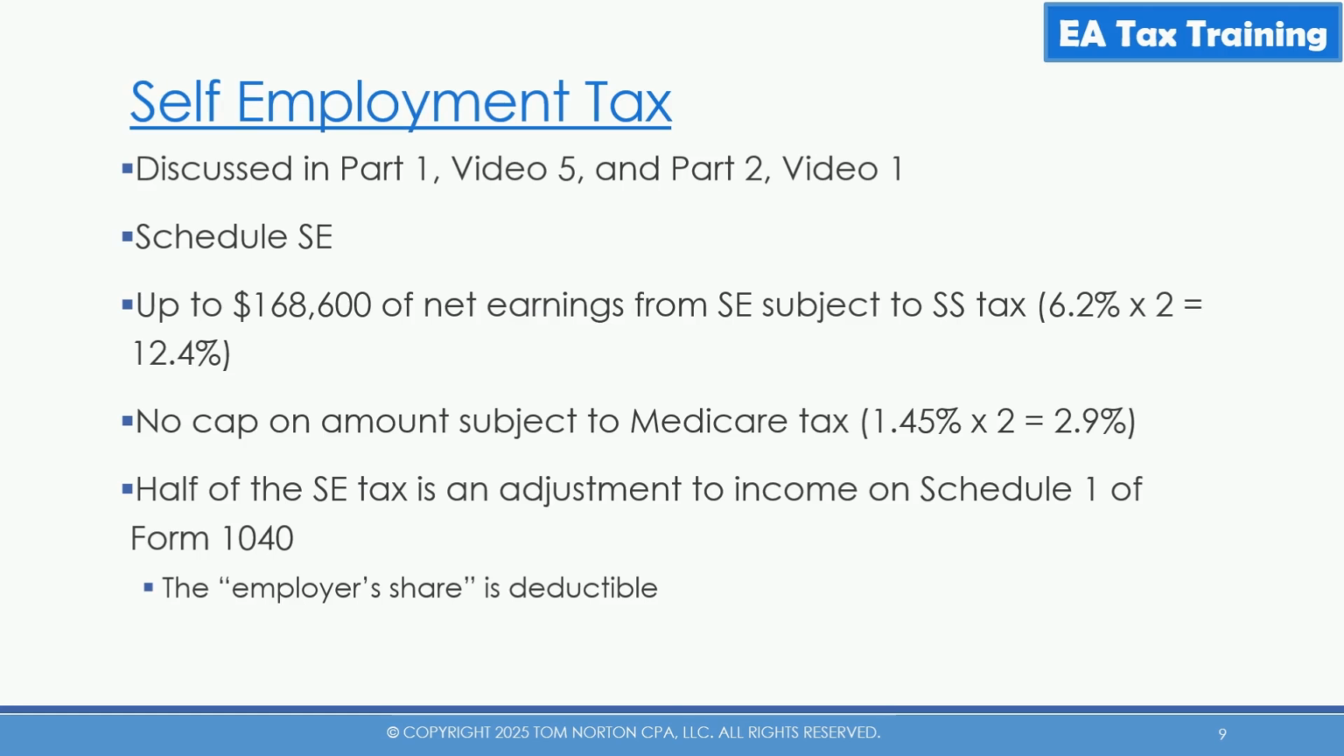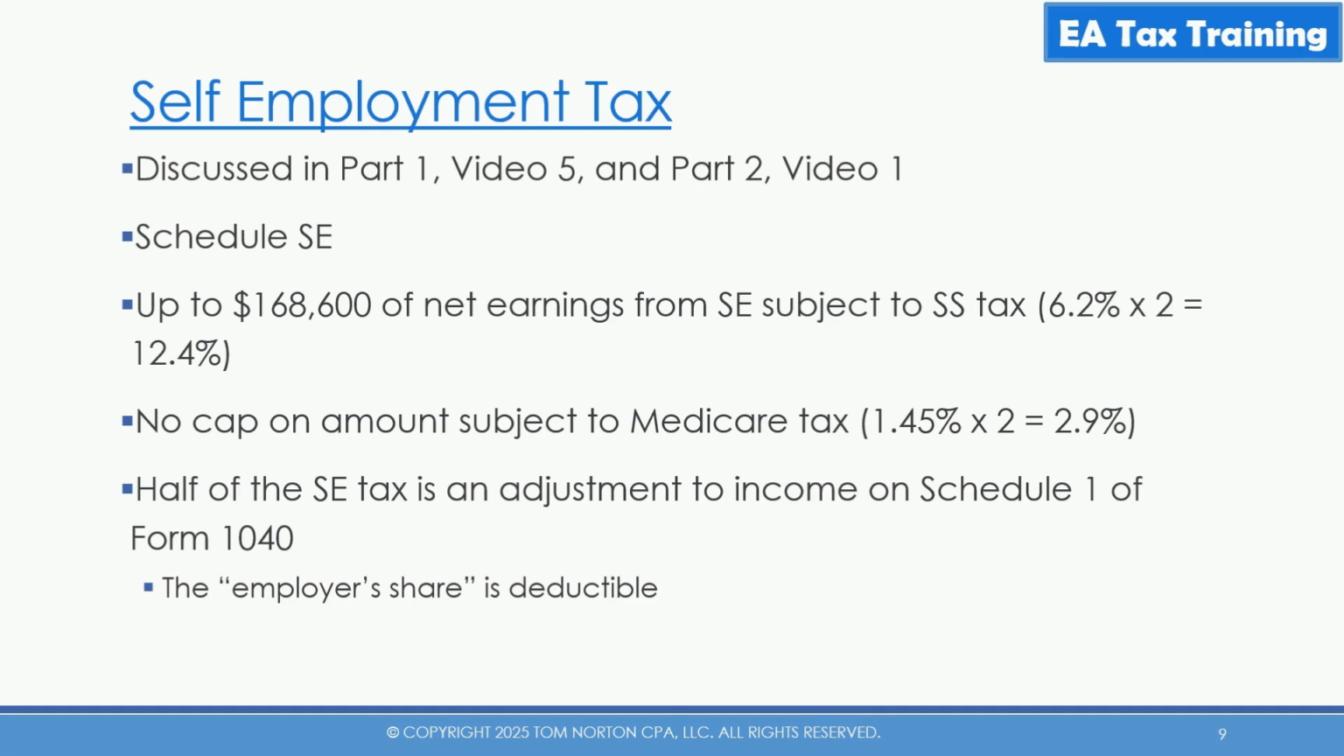Self-employment tax, we've discussed this a couple of times, both in part 1 and part 2, but just as a recap, it is reported on Schedule SE, and up to $168,600 in 2024 of net earnings from self-employment are subject to the Social Security piece of the self-employment tax. So that is the 12.4% out of the total 15.3%. That will apply to the first $168,600 of net earnings from self-employment.